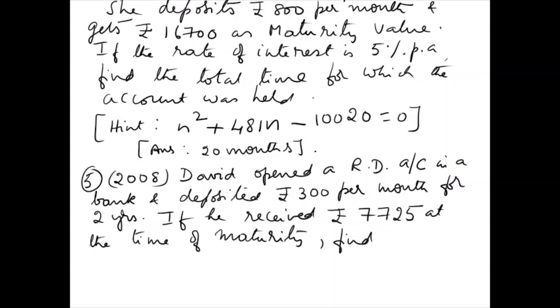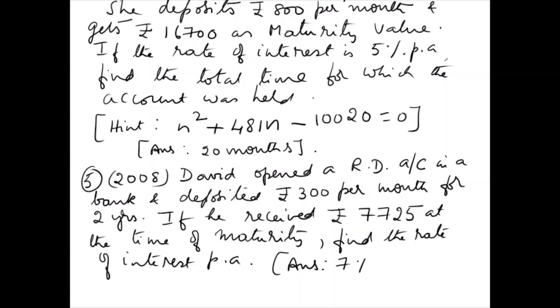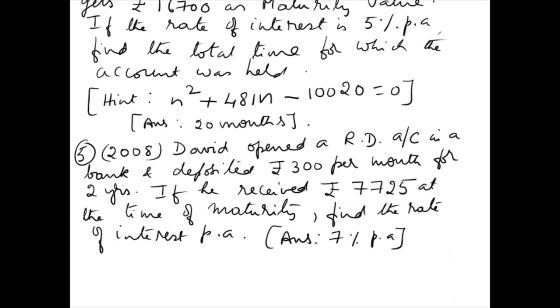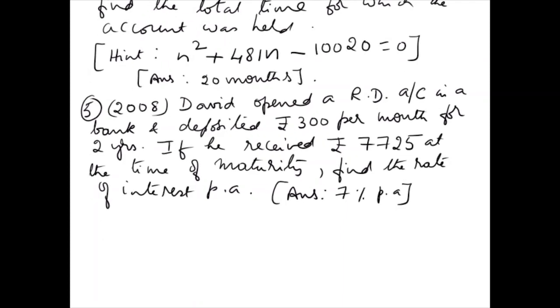So in the boards, what I observe is they are mostly asking the rate or the monthly installment or the maturity value. That is a direct question. N, number of months, they are rarely asking, but definitely you must practice the number of months type of sums also. Okay, at the time of maturity, find the rate of interest per annum, and the answer for this is 7% per annum, right? If the answer doesn't tally, if you get stuck, you can refer to the method of how to solve it from the previous sums and then do it again, right?